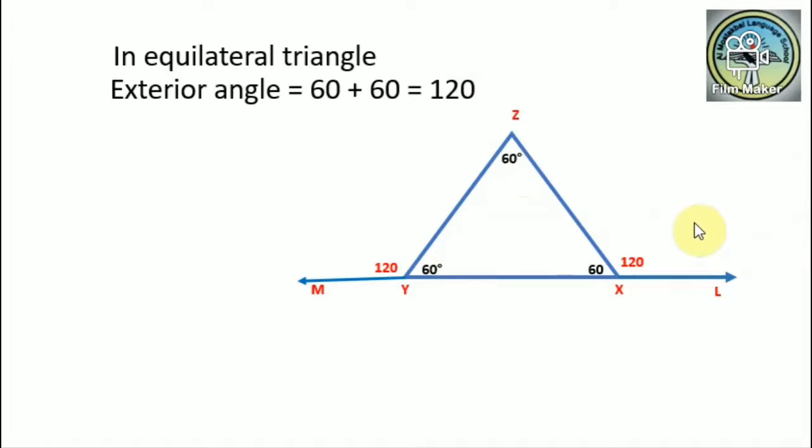It's the same, Salma, if you calculate the exterior angle from the other side. Also calculate the two non-adjacent angles: 60 plus 60 equals 120. So in any equilateral triangle, the measure of the exterior angle must be 120.